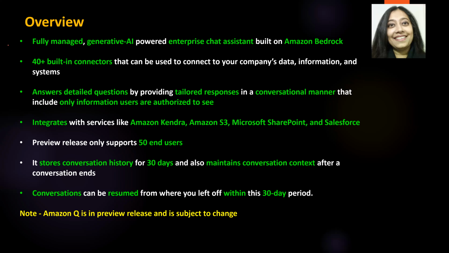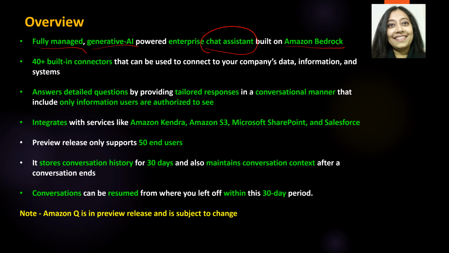So what is Amazon Q? Amazon Q is a fully managed, generative AI powered enterprise chat assistant built on Amazon Bedrock. So, this is the simplest definition that you can give someone if anyone asks you, what is Amazon Q?